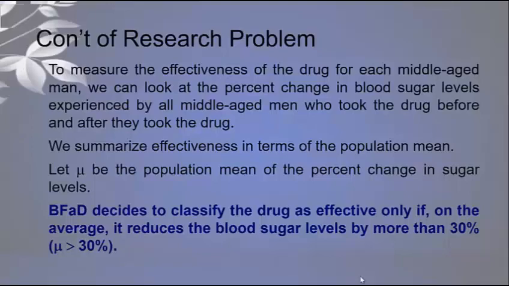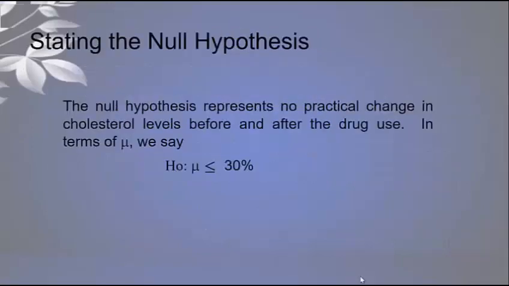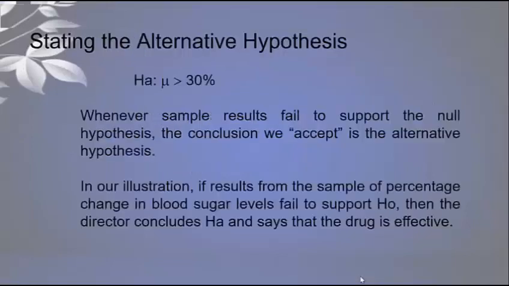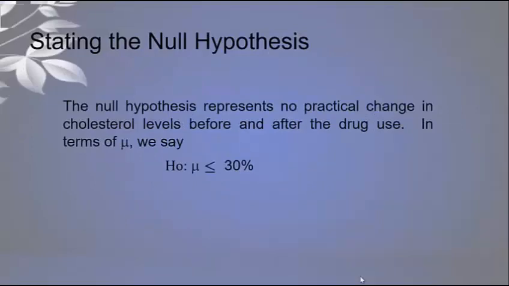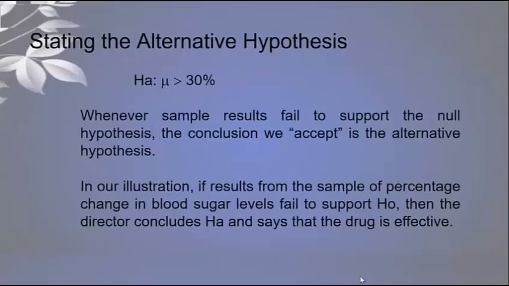So mu is greater than 30%. Stating the null hypothesis that represents no practical change in cholesterol levels before and after the drug use, in terms of mu, we say mu is less than or equal to 30%. For the alternative hypothesis, mu is greater than 30%.